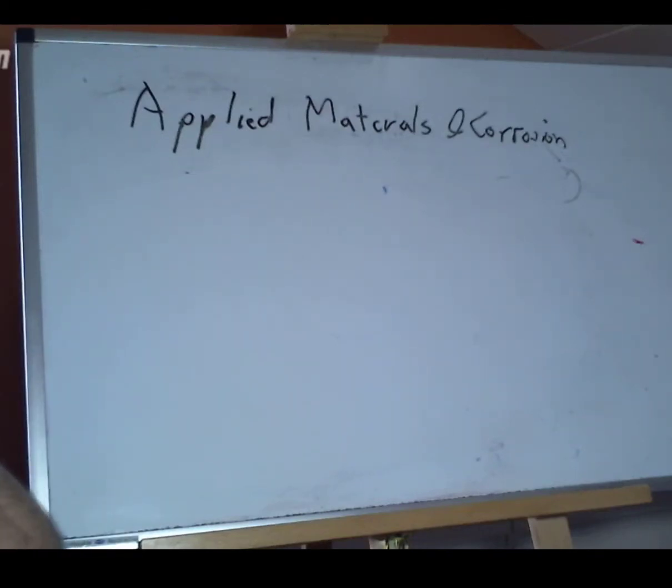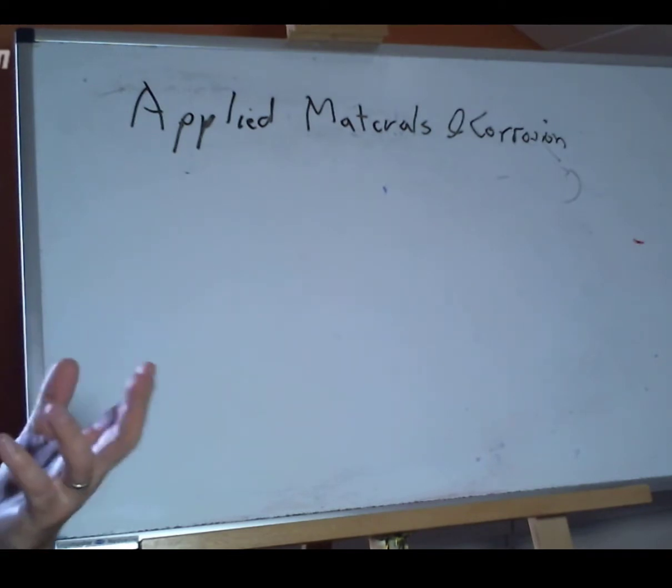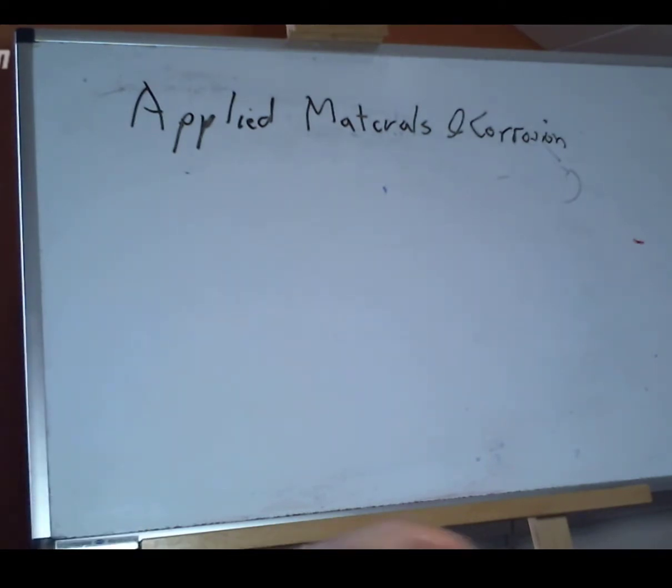Welcome back to Applied Materials and Corrosion. Today we're going to look at the oxide layers, or the corrosion layers, on metals. So first of all we're going to do a bit of demonstration, or see whether that works.